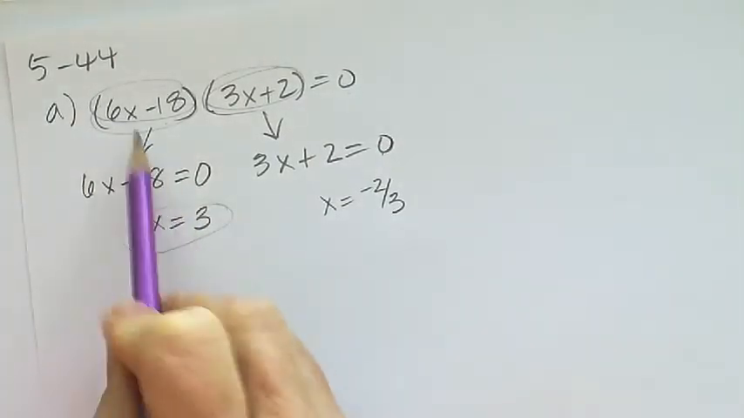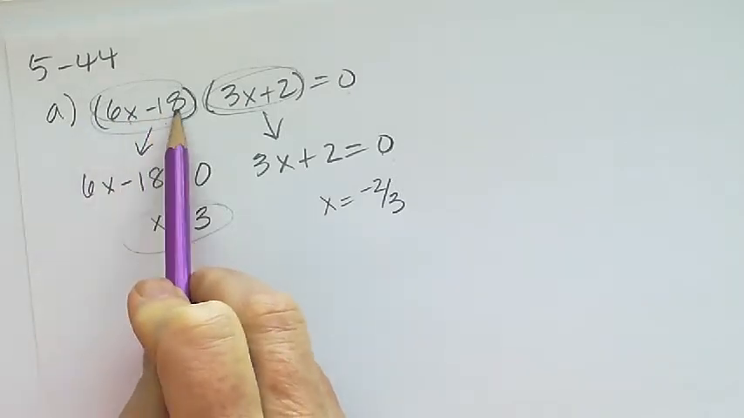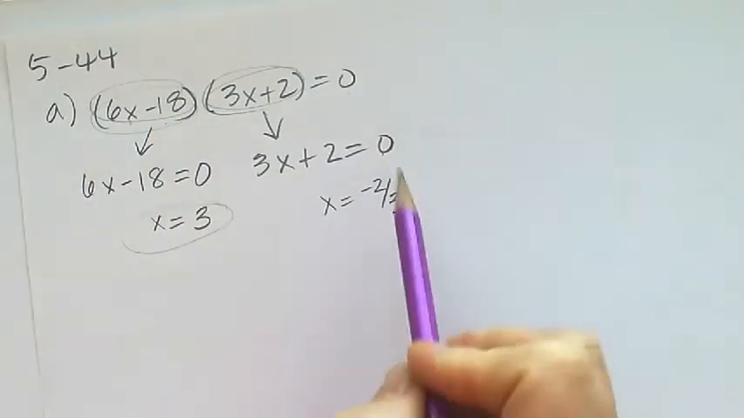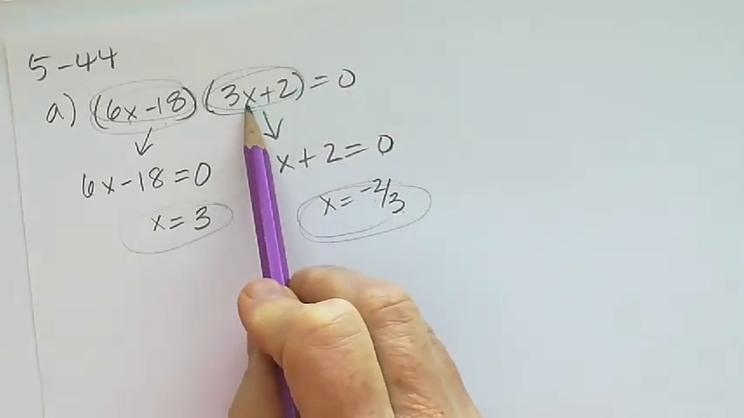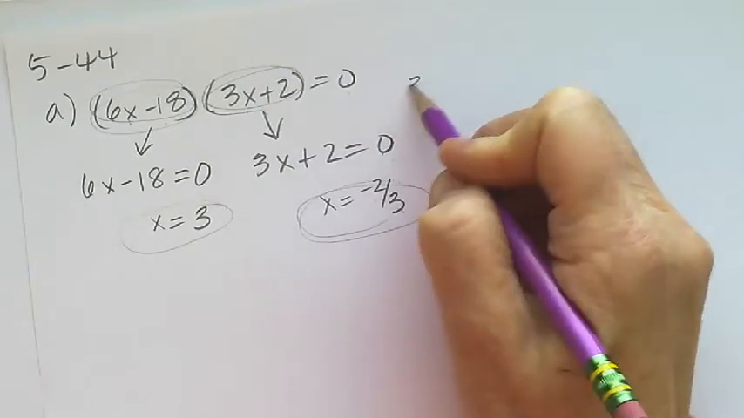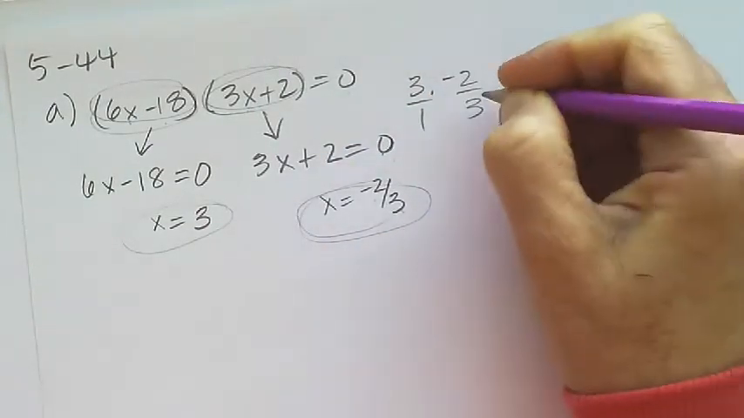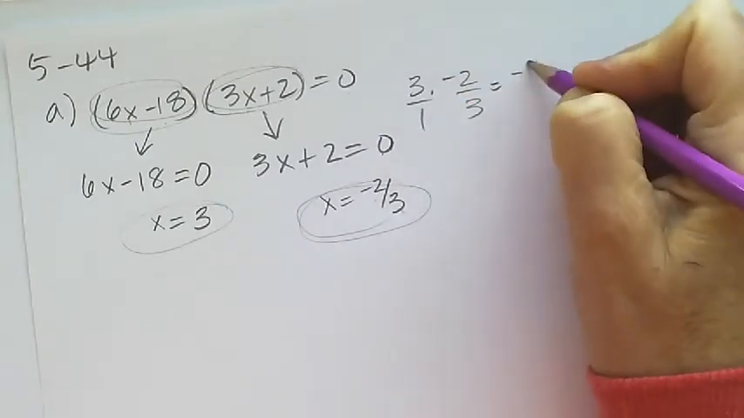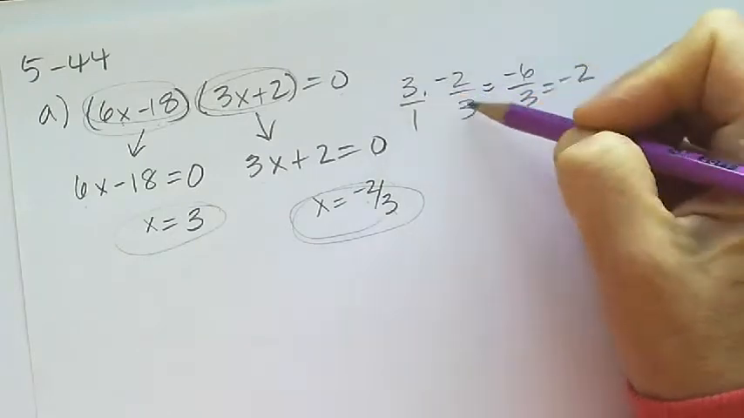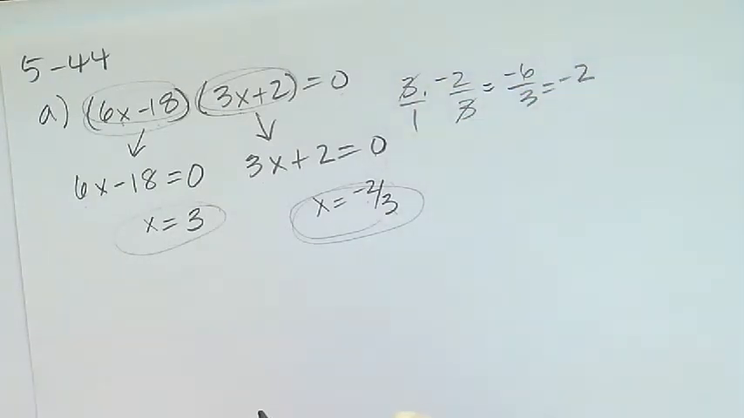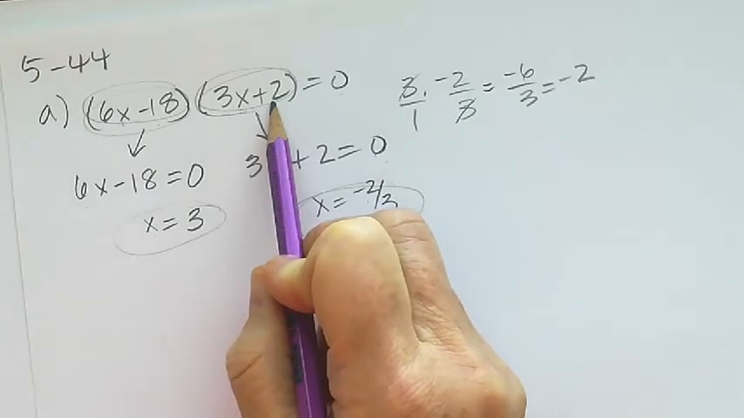To check my answer, I could just plug that in. If I plug in 3 in the place of x, I get 6 times 3, which is 18, minus 18, that gives me 0. To plug in -2/3 here, 3 times -2/3 is the same as 3 over 1 times -2 over 3. So that would be -6 over 3, which is -2. Lots of ways to think about this. You could just cancel those 3's out right there. So -2 plus 2 does give me 0.